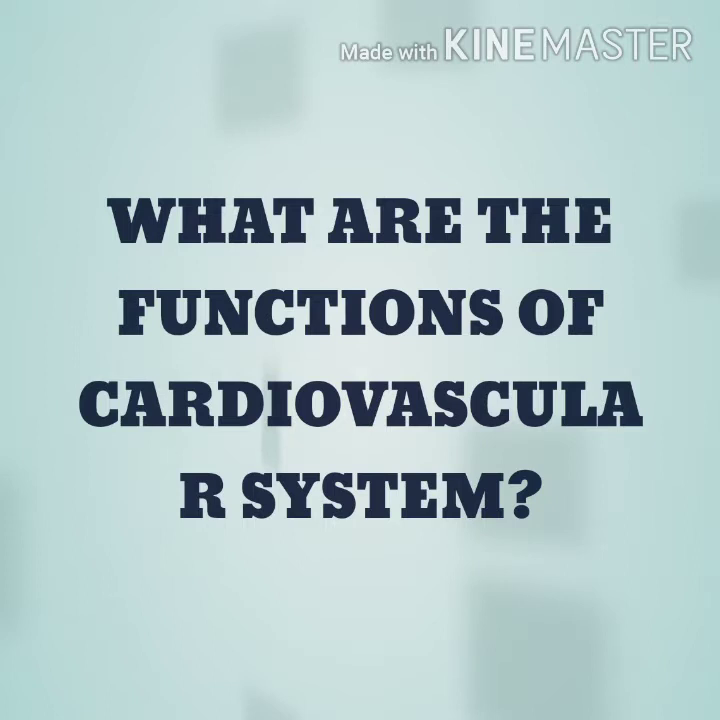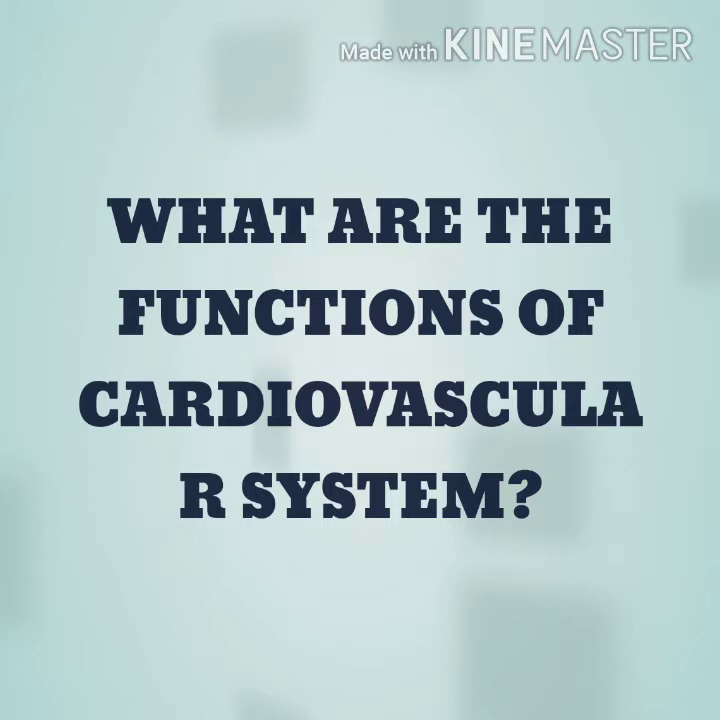The cardiovascular system consists of the heart, the blood, and the blood vessels. The functions of the cardiovascular system include, first, being a means of transportation. It transports blood to almost all of the body tissues. The blood delivers essential nutrients and oxygen and removes waste and carbon dioxide to be processed or removed from the body.